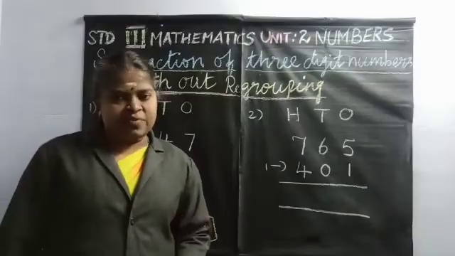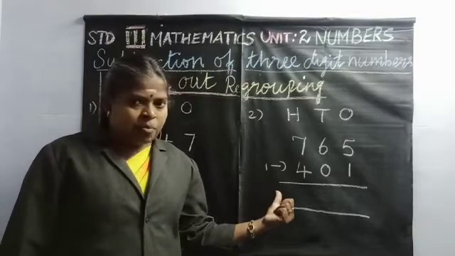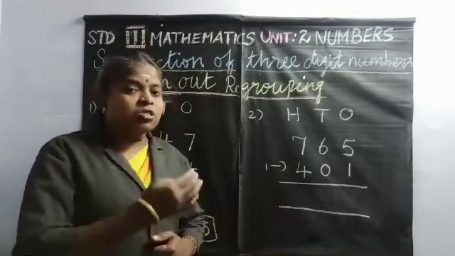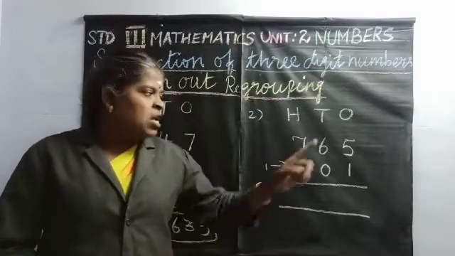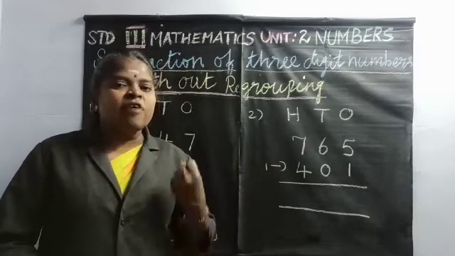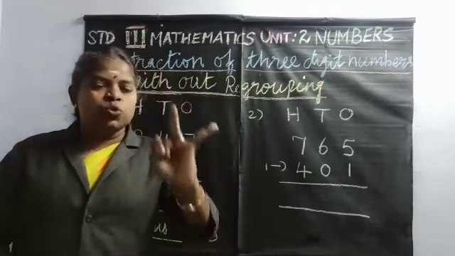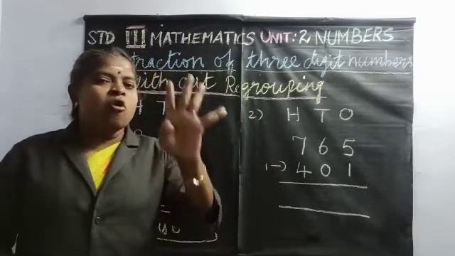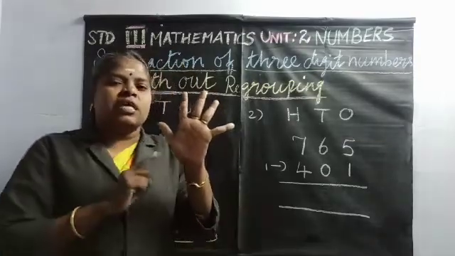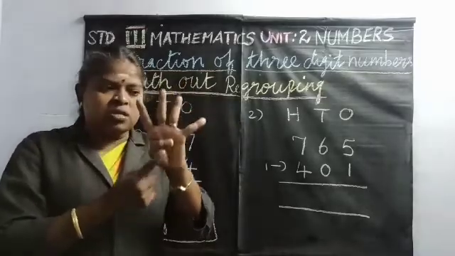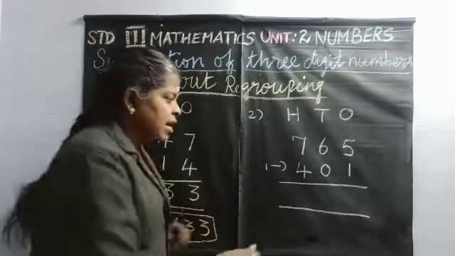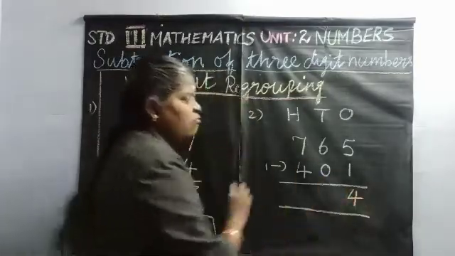Children, next we can subtract these numbers using fingers. Okay. So how to subtract? We have to start from the ones place onwards. In the ones place, 5 minus 1. So first we leave 5 fingers open. 1, 2, 3, 4, 5. In that, how much do we want to subtract? 1. So we close 1 finger. How much is remaining? 4. 1, 2, 3, 4. So we write 5 minus 1 is 4.